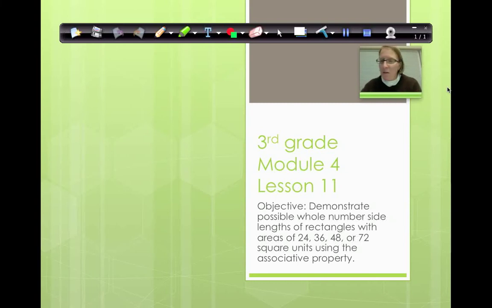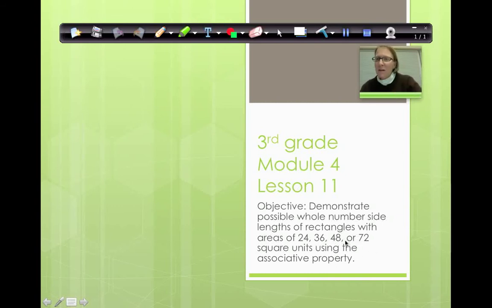Hello, today we're going to do Module 4, Lesson 11. And our objective is that we're going to demonstrate possible whole number side lengths of rectangles with areas of 24, 36, 48, or 72 square units using the associative property.